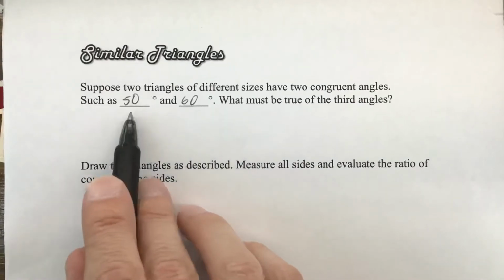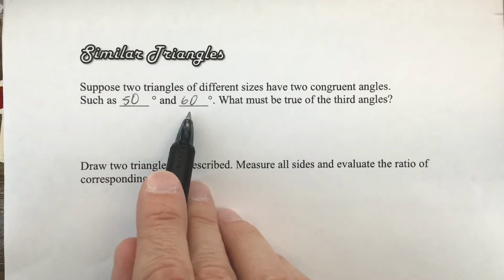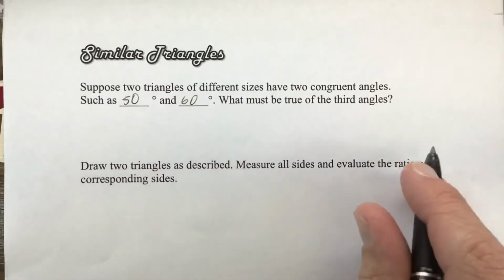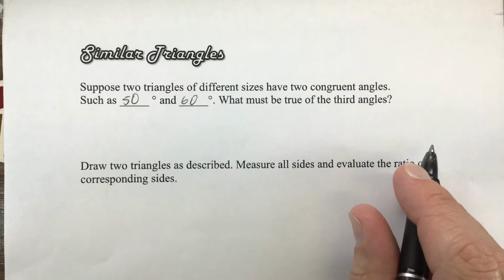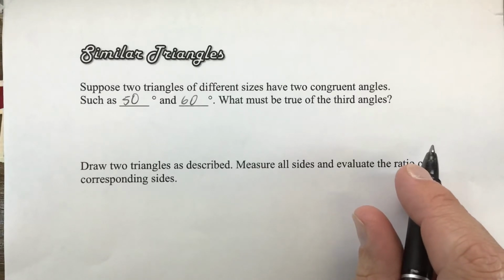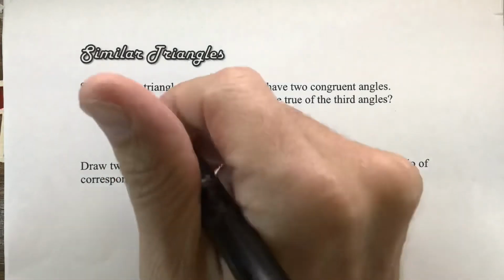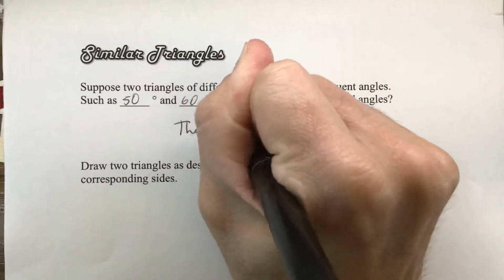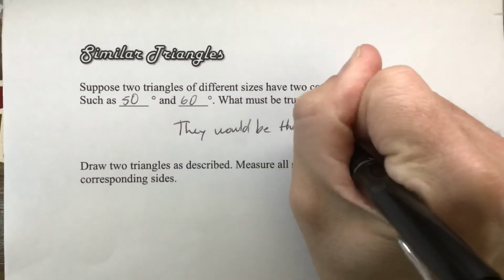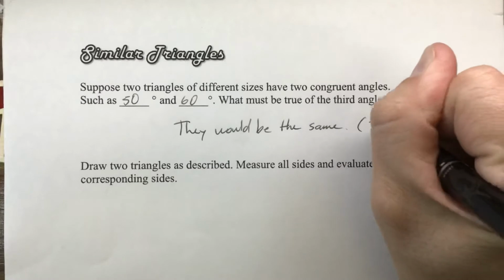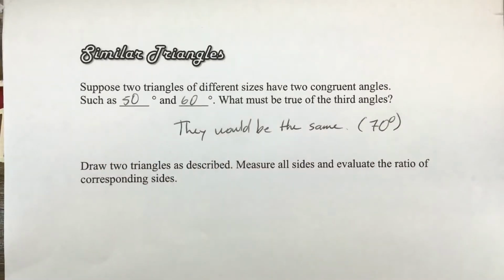So if these two add up to 110, and they add up to 110, then the third one would have to be 70 degrees. But in your other triangle as well, you've got the exact same situation. You've got a 50-degree angle, you've got a 60, you've got 110, so that third angle would have to be 70 degrees. So what would be true about the unknown angles of those two triangles? They'd have to be the same, or you could say they're congruent. In this case, that would be 70 degrees because you've already got 110 accounted for.